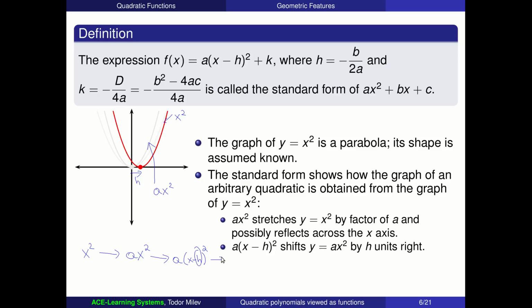And finally, if I want to get from the function a times (x minus h) squared to the function a times (x minus h) squared plus k, all I need to do is add k units, which corresponds to shifting the graph of the intermediate function by k units.